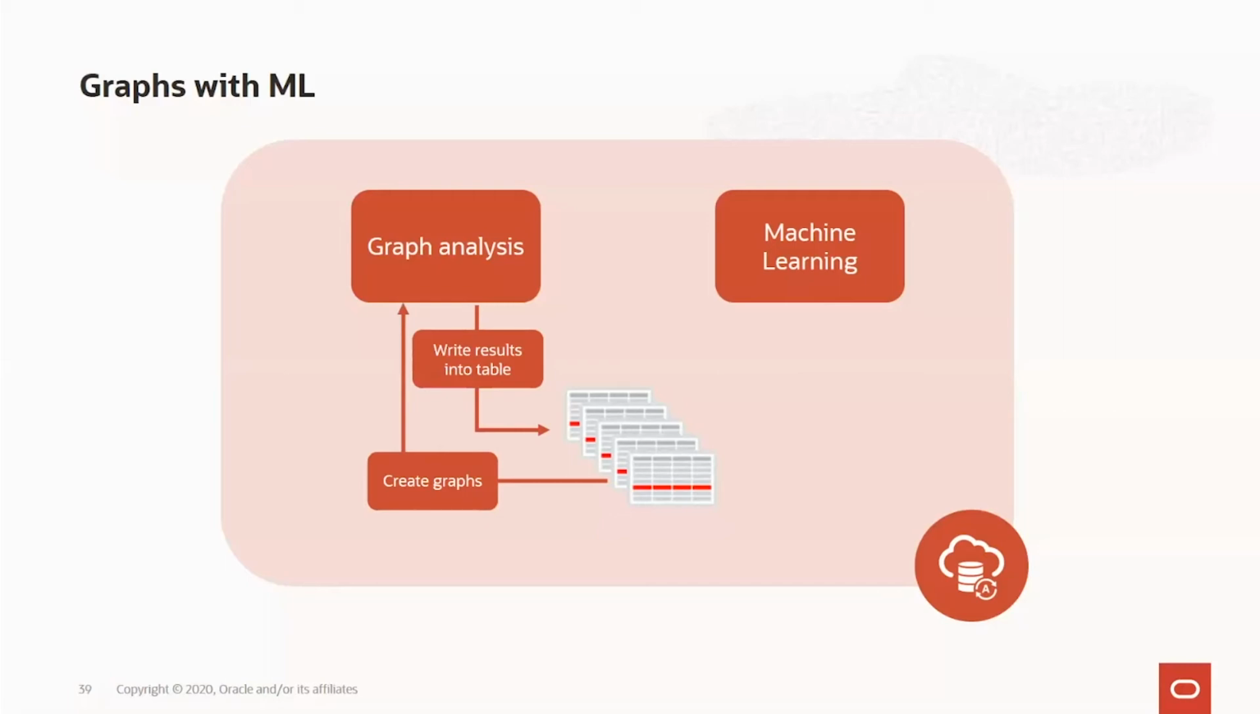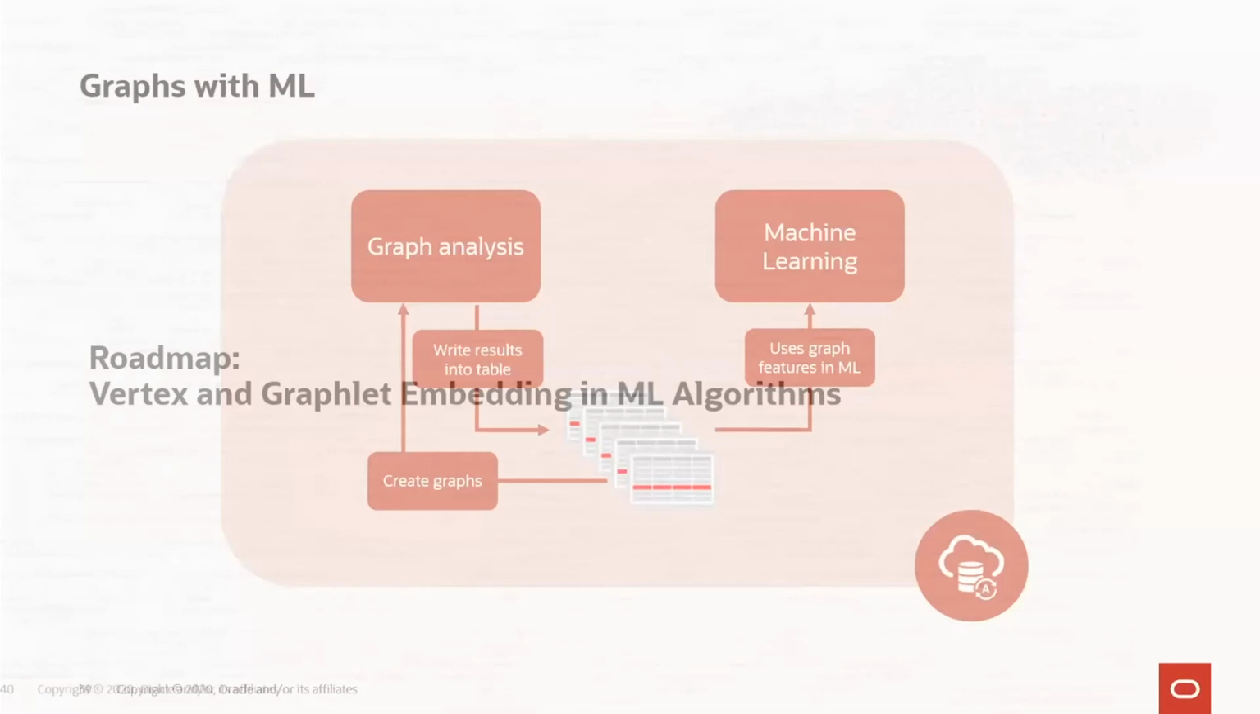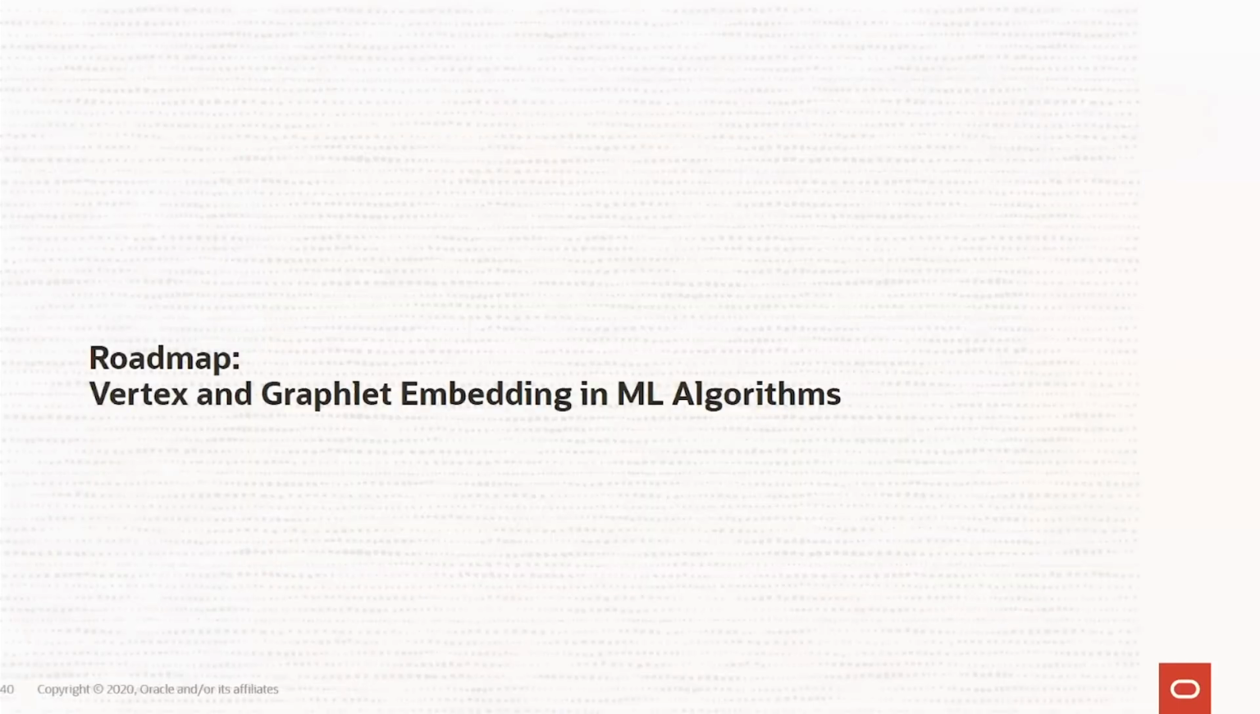So when you execute a PGQL statement in Java, you can just iterate through the results. It's just like running any kind of SQL query in Java, and you can write the results back into a table, and then use these features in your machine learning algorithm. So basically, all your data is in your Autonomous Database. You just do this graph analysis and then use the results of that in your machine learning algorithms.